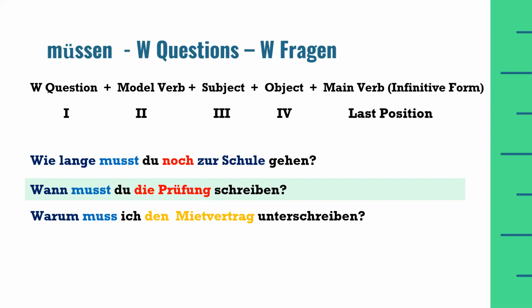So this is how we have to use müssen in different types of sentences. We have seen the conjugation, we have seen the meaning of the müssen modal verb, and we have seen a lot of examples for different types of sentences. I hope that the use of the müssen modal verb is clear to you now.